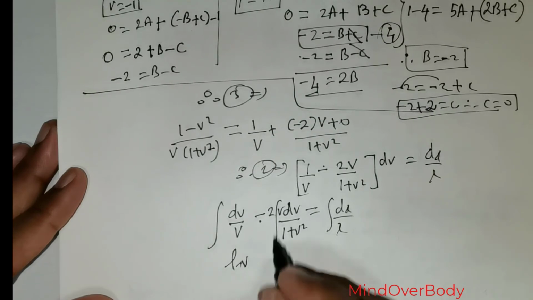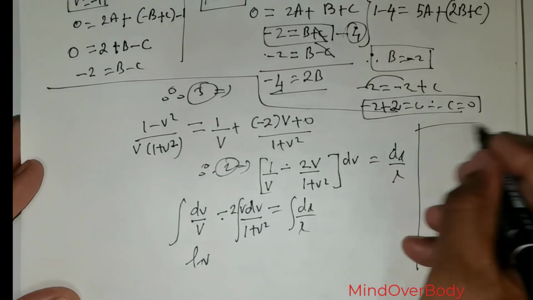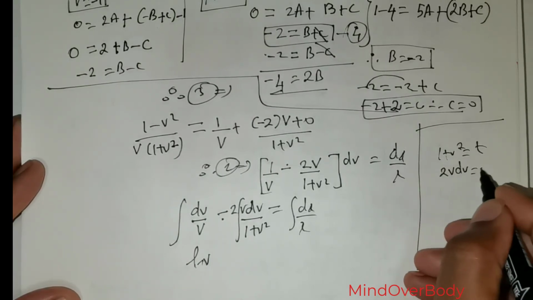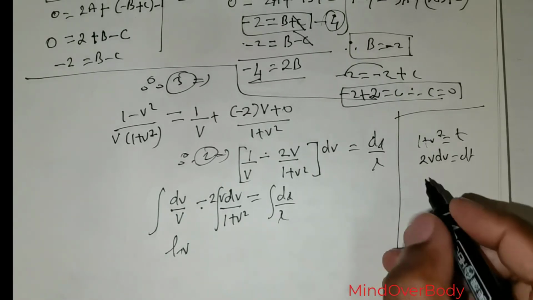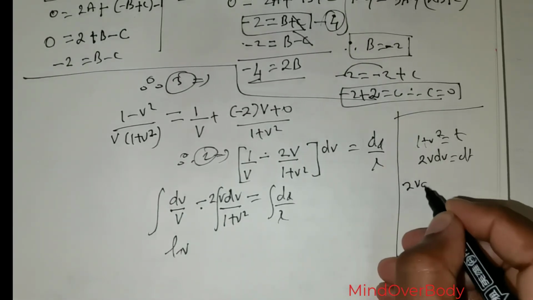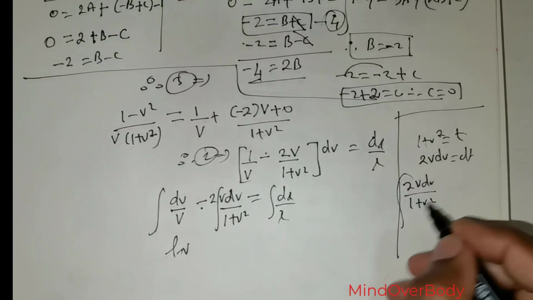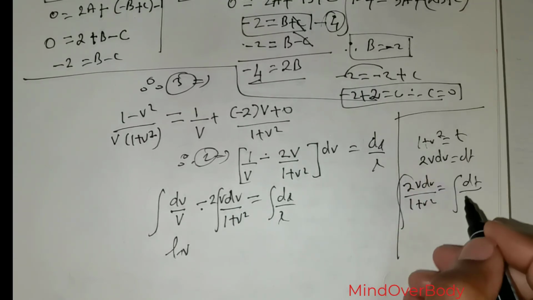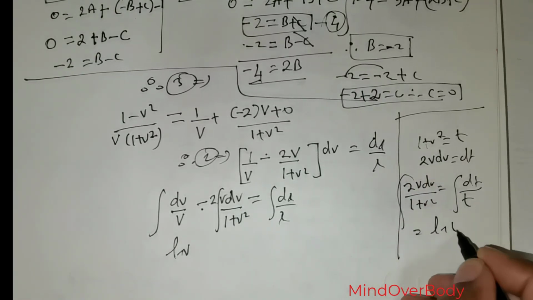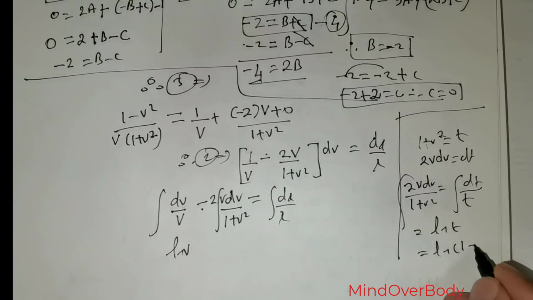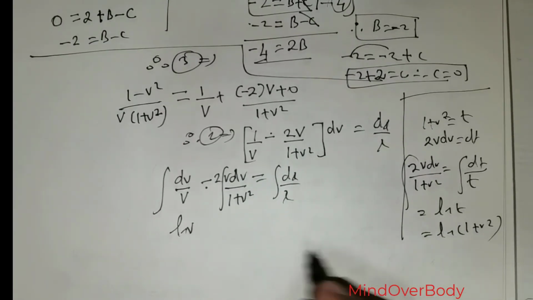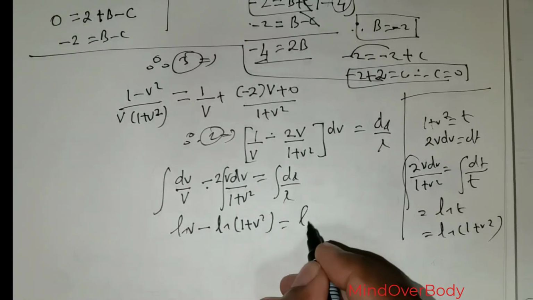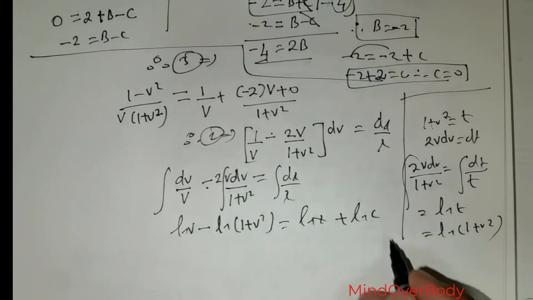Now this is ln V. Now for this, I'm going to use a substitution. 1 + V² is equal to some t. So 2V dV is dt. So I've got 2V dV and I'm trying to integrate that. In place of 2V dV it's going to be dt, and in place of 1 + V² is t. So this is going to be ln t, but t is 1 + V². Right, so I have a negative sign, so this is going to be ln of (1 + V²), equal to ln x, plus I can put a ln c.